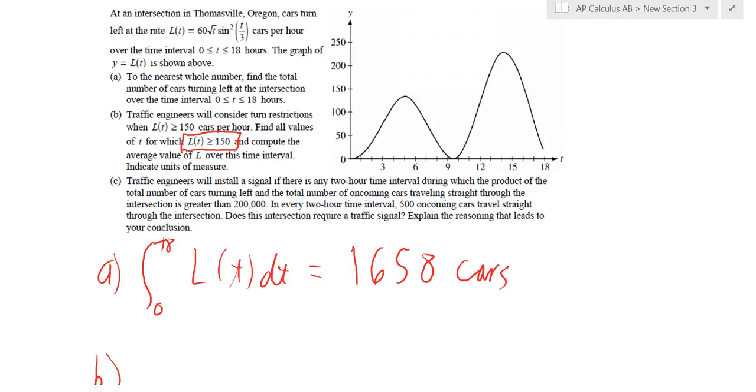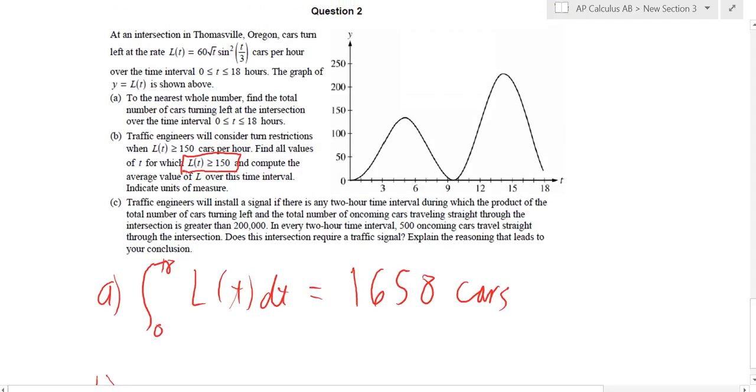Sometimes they'll ask for L prime of t, or they'll ask for the integral of L of t to be over something. Then you have to do whatever operation you need to get to that function. But you can see the graph here. You see 150 right here, right? How many times does it hit 150? 2 times. And the times that it's over 150 are right here, just in between them. So all we have to do is find when it hits 150 and find the average value between those points. But we have to find those numbers first.